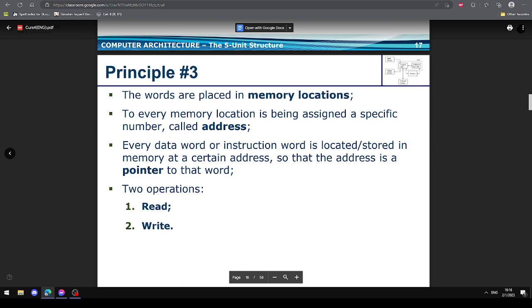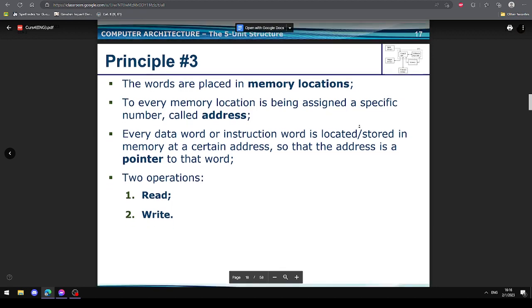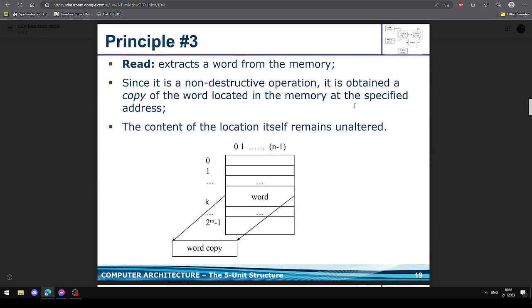2 operations: read and write. Read extracts a word from the memory. Since it is a non-destructive operation, it is obtained a copy of the word located in the memory at a specified address. The content of the location itself remains unaltered.